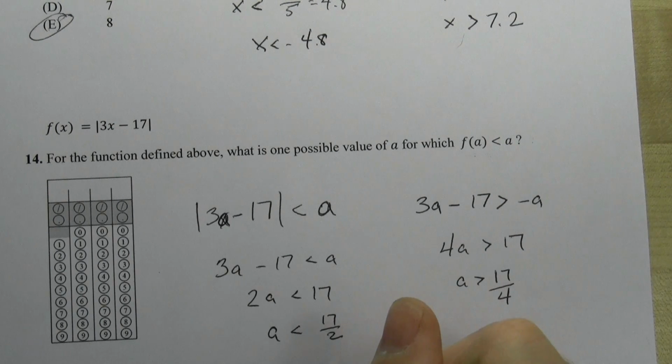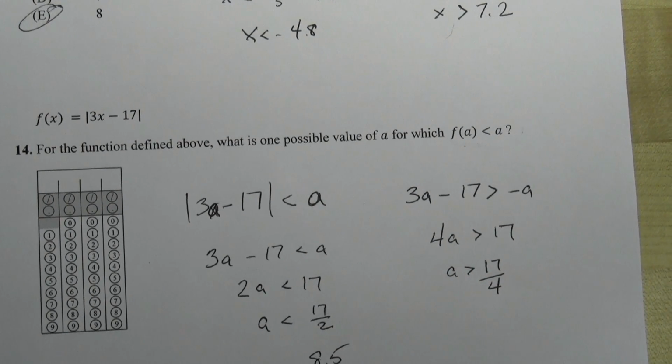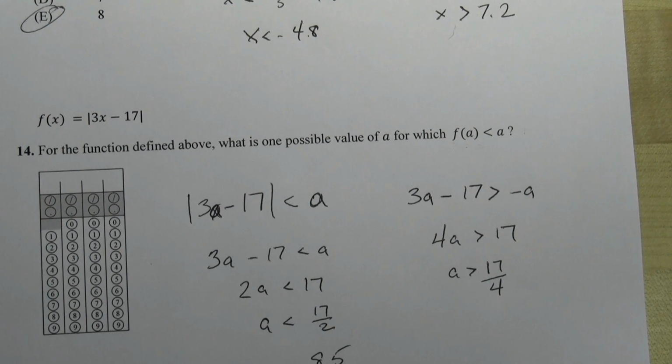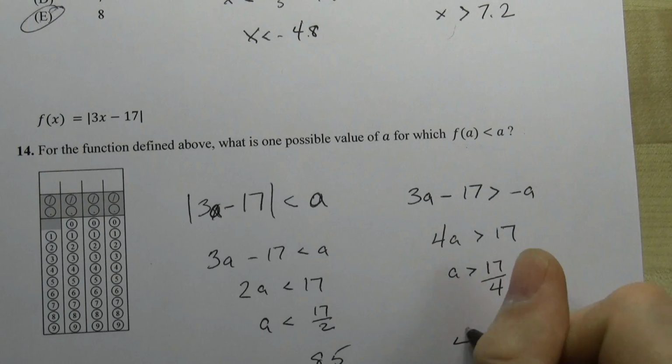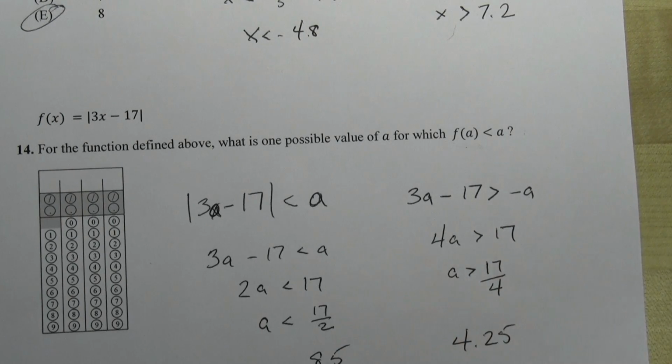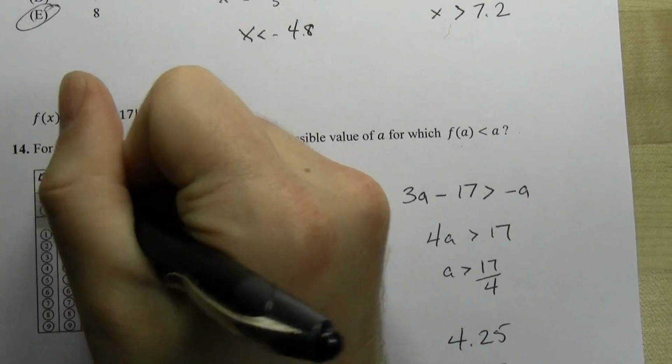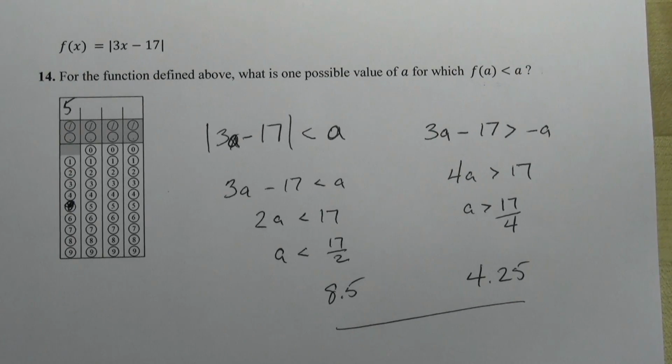So 17 over 2 is 8.5, obviously. And then 17 over 4 should be 4.25, but let me just double check. Yeah, 4.25. So any number that's between these two will be a correct answer. So we'll just say 5, because 5 is a good number. That's it. Okay, make sense?